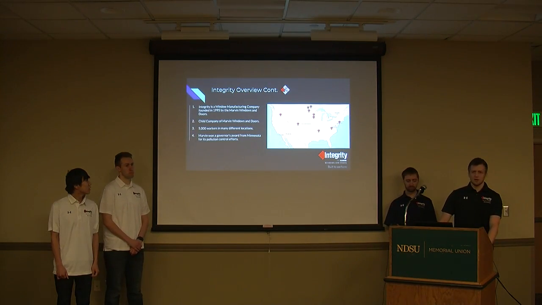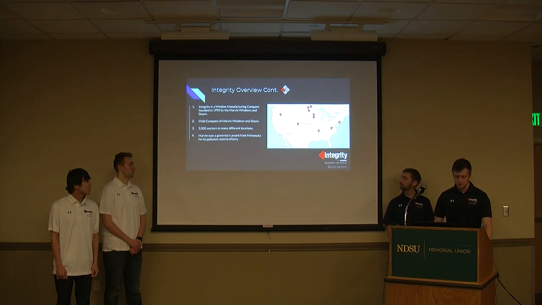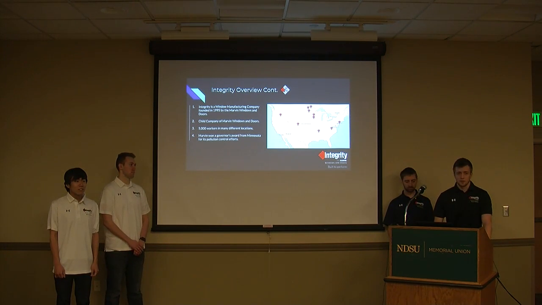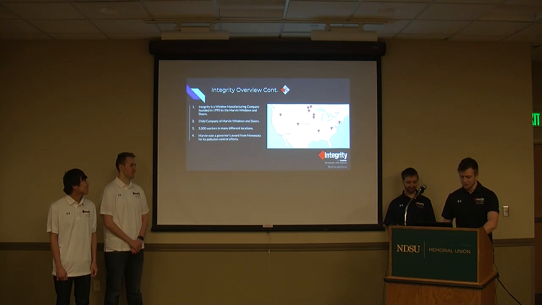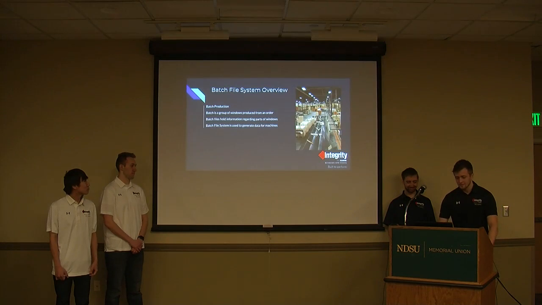But mission statements don't always really tell about the company itself, so here is a little bit more information about Integrity. Surprisingly enough, it's a window manufacturing company. They're also a child company of a larger corporation called Marvin Windows and Doors. Marvin's has around 5,000 employees around the United States. Their website told me they have 10 different locations, but Glassdoor told me 12, so I'm not exactly sure, but it's between 10 and 12, and it doesn't really matter for this presentation anyway.